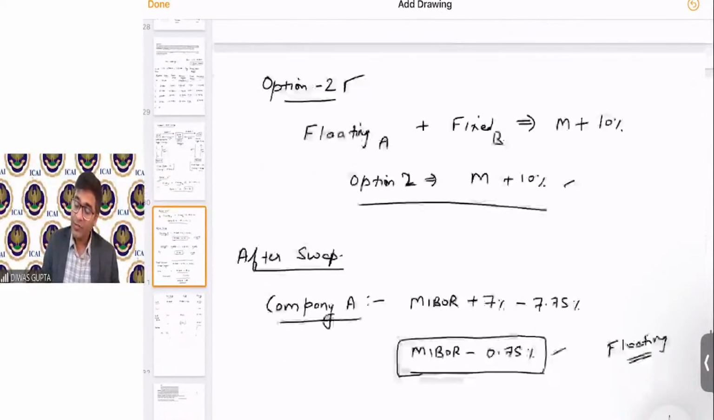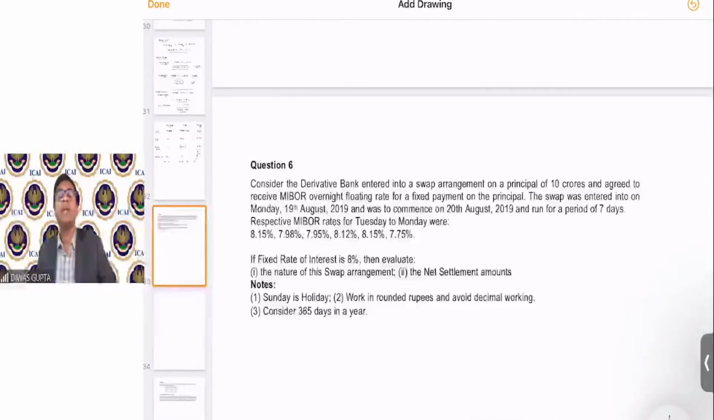And practically, there are a lot of products available that convert your fixed rate liability into a floating rate liability or vice versa. Generally, people will convert their floating rate liability into a fixed rate liability, which is more preferred, students.